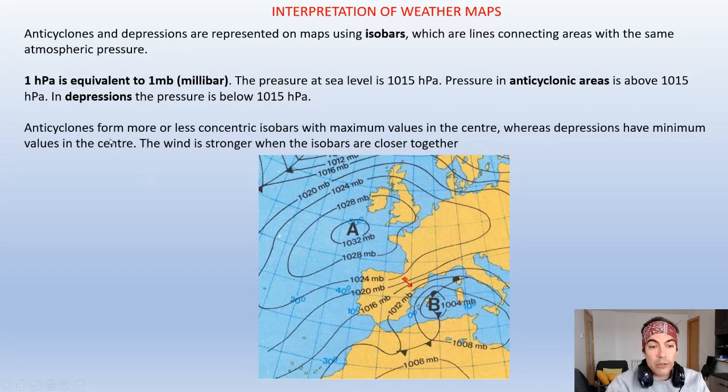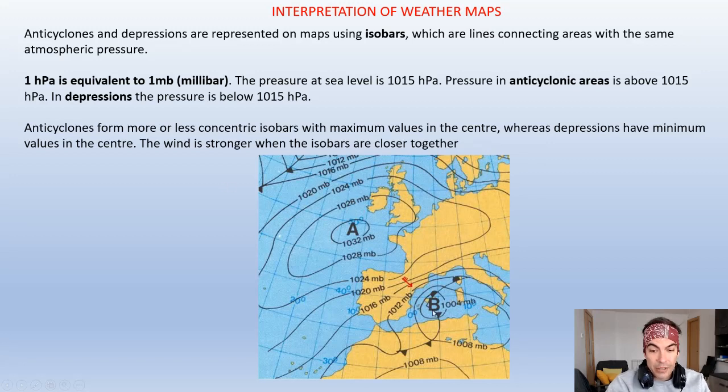So anticyclones and depressions form more or less concentric isobars, with maximum values in the center in the case of anticyclones. As you can see here, this is the center of the anticyclone, and the highest value of pressure is next to it, which is 1032. As we get further from the center, the value decreases. Here we have 1028, 1024, 1020, etc.